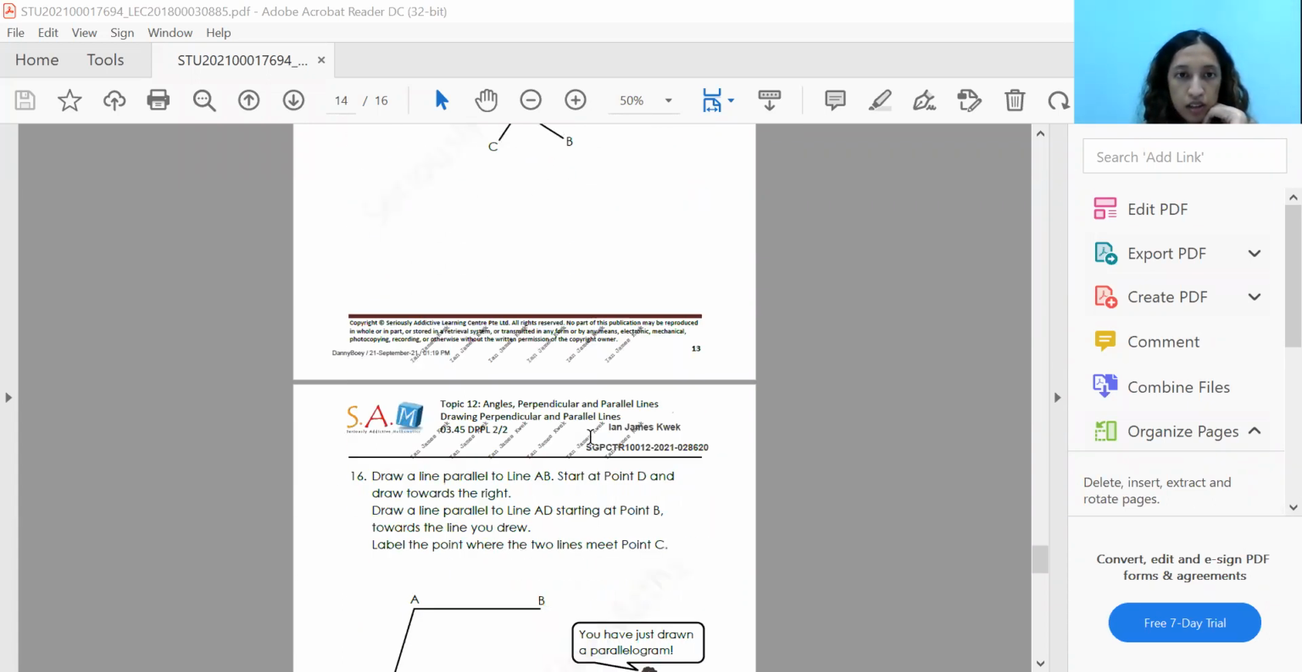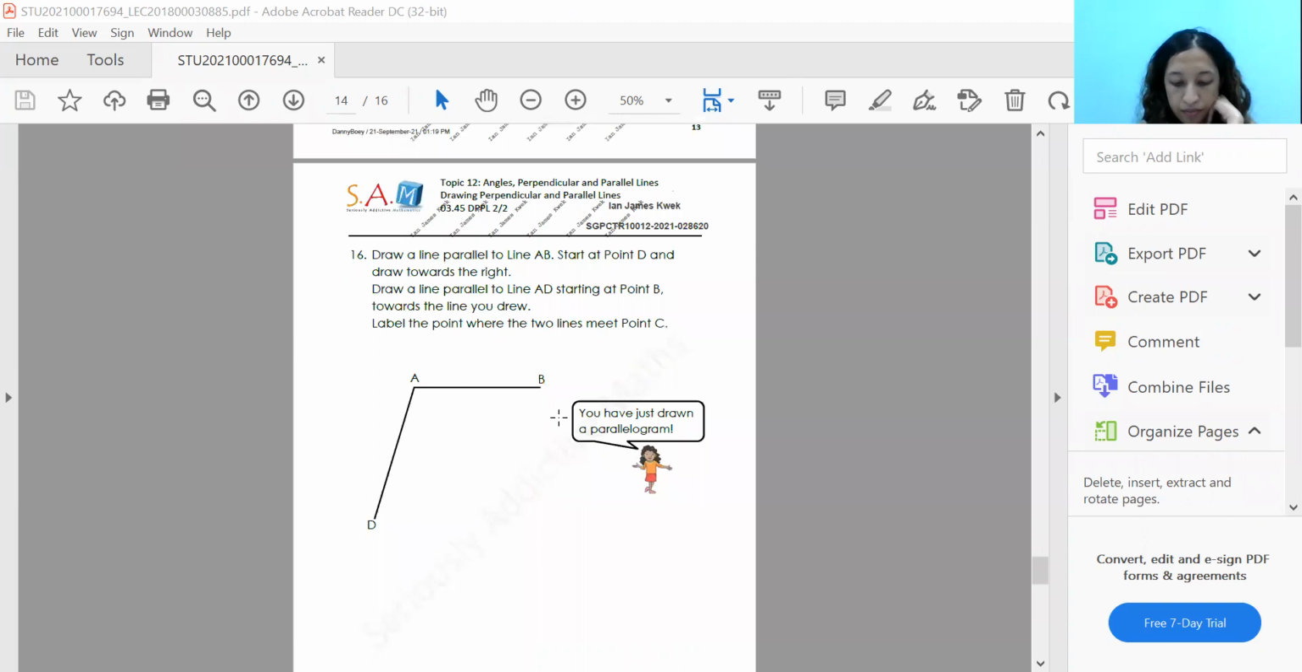And now let's look at this one over here. Draw a line parallel to AB. Start at point D. So there we go, parallel, right? So something like that. And draw it towards the right. Draw a line parallel to AD, starting at point B towards the line you drew. Something like that. Label the point where the two lines meet, C. There we go. This is where the two lines meet.